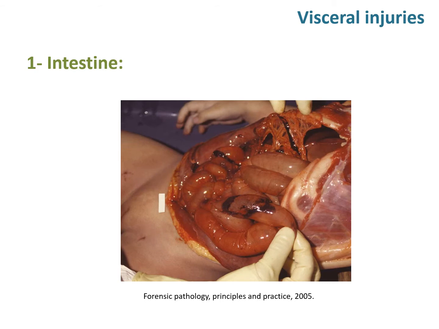In this picture, you can see the crushing of the loops of intestine. As we said, this occurs because of the thin anterior abdominal wall of the children and infants. So a blow to the anterior abdominal wall will sandwich the intestinal loops between the blow outside and the lumbar spine inside and lead to crushing of the loops of intestine. Sometimes it may lead to clear transection, and this will consequently lead to peritonitis and septic shock.